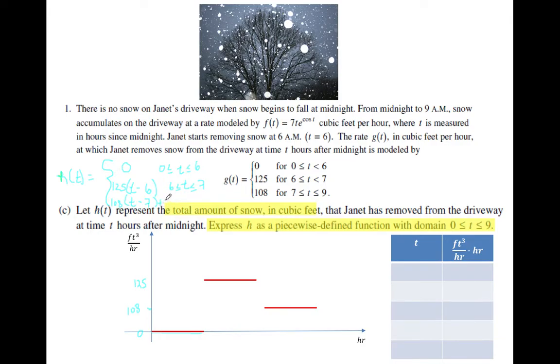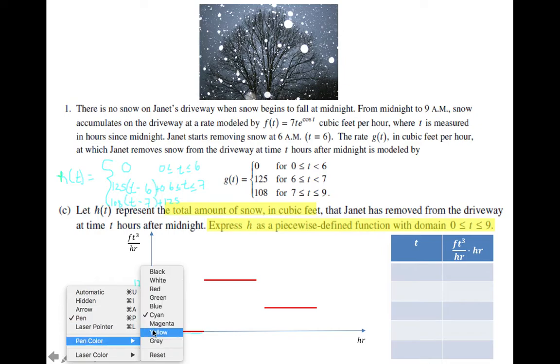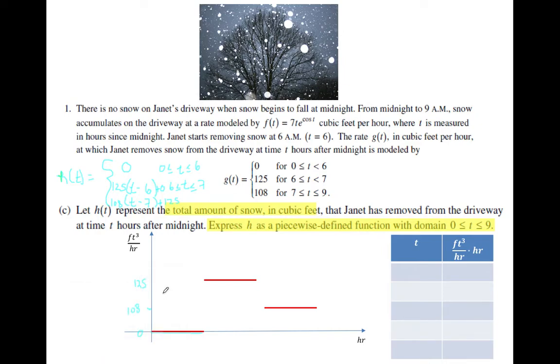So, H of t is equal to a piecewise function where the rate of change is zero, so the amount of snow you get is zero, while she's still sleeping in her bed, doesn't even know it's snowing. But then, this slope is zero.